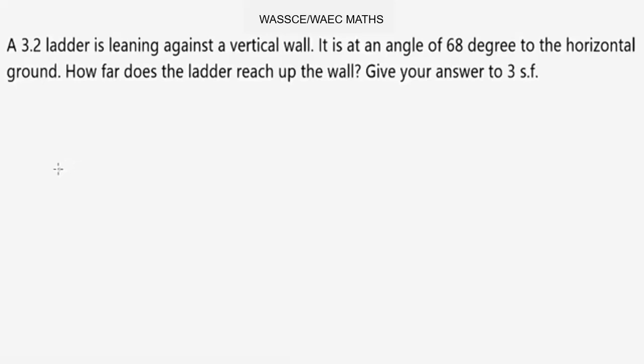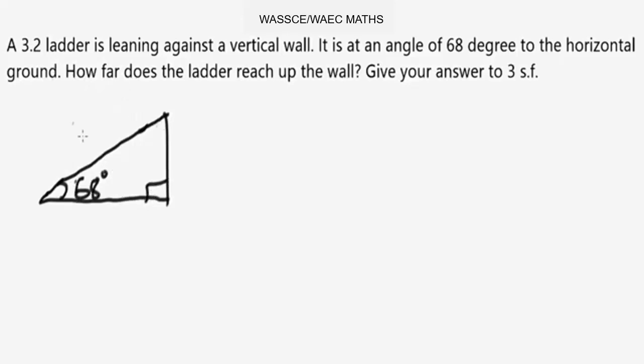Now, if a ladder is leaning on a wall, let's say this is a wall. Now, a ladder is leaning on this wall. Okay, let me draw that shape well. A ladder is leaning on this wall. Okay, this is a ladder. Now, it makes an angle of 68 degrees to the horizontal ground. So we have 68 degrees here. Now this is a right angle triangle.